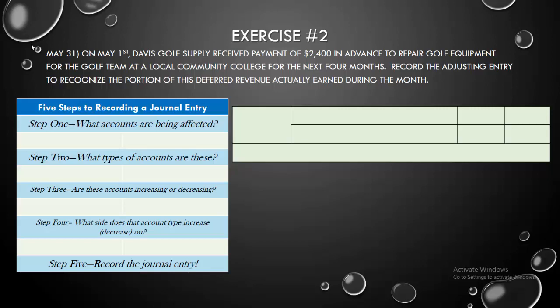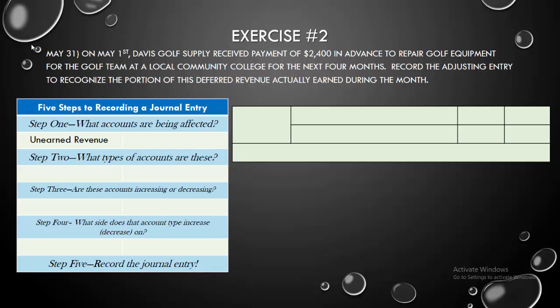We owed the services to this local community college golf team. We've got to record the adjusting entry to recognize a portion of this deferred revenue that we actually earned during May. Well, what accounts are going to be affected? The first one is going to be unearned revenue. Like I said, at the time we signed this, we had not yet earned this revenue. We got the money, but we owed them work. And when we owe something, we have to put a liability on our books. Since in this case we owed this particular service, we're going to put it on the books as unearned revenue, or you could even use unearned service revenue if you wanted to. I'm just going to use unearned revenue.